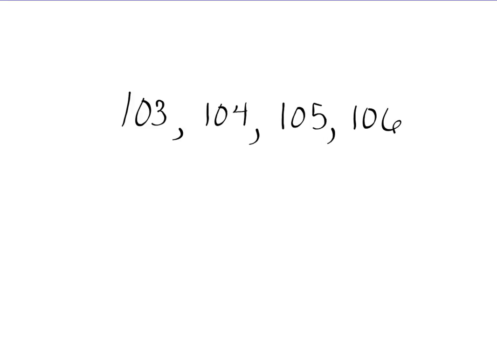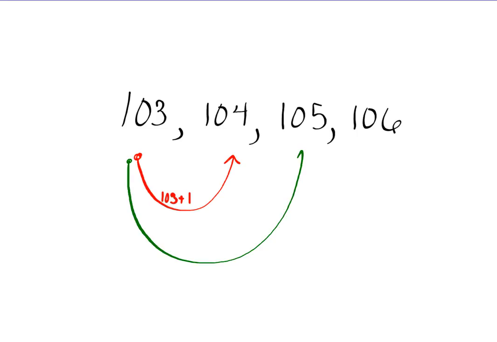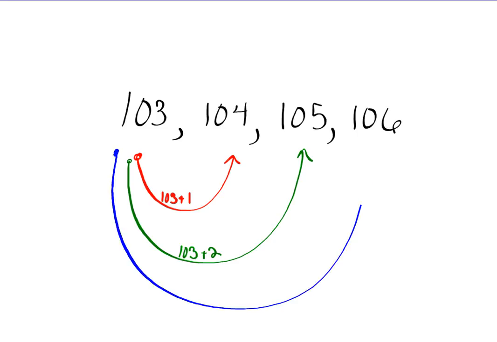Now, if I'm starting here at 103, what did I do to 103 to make it turn into 104? Well, I said 103 plus 1. Right? So what did I do to 103 to turn it into 105? I went 103 plus 2. Okay? Now, what did I do to 103 to turn it into 106? Well, I went 103 plus 3. Those are four consecutive numbers.